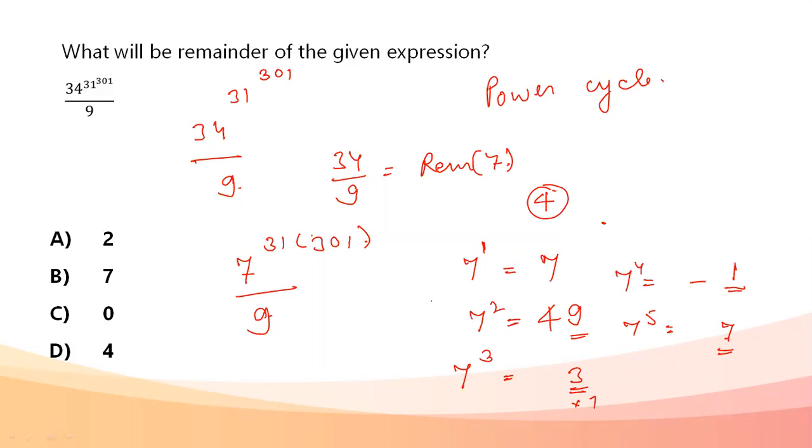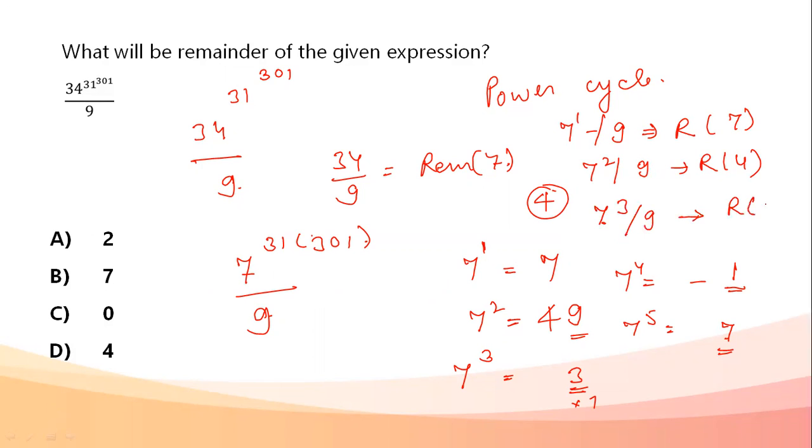Now, what we're going to do is, 7 power 1 when I divide by 9 leaves a remainder of 7. 7 power 2 when I divide by 9 leaves a remainder of 4, that's 49 divided by 9, remainder 4. 7 power 3 when divided by 9 leaves a remainder of 1. After that, the cycle goes on continuing. So if I look at the remainder cycle for 9, the remainder cycle is 7, 4, 1 and it goes on.